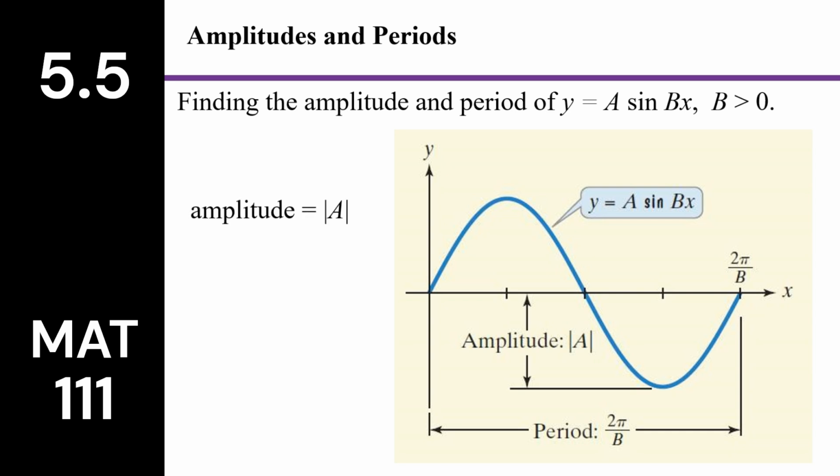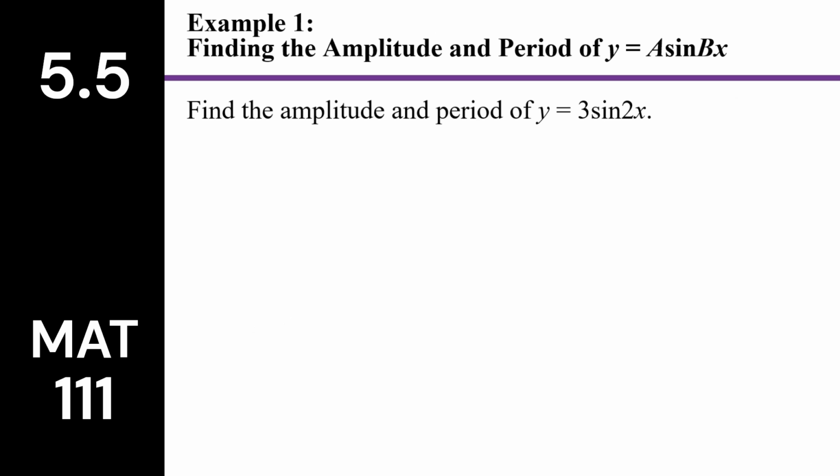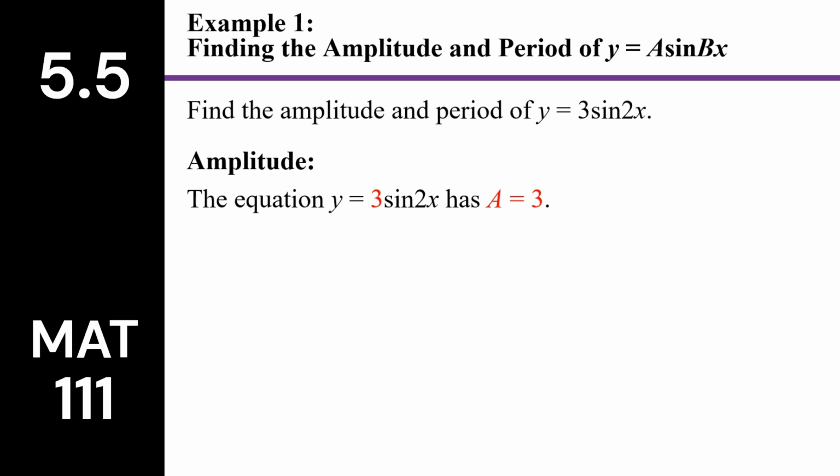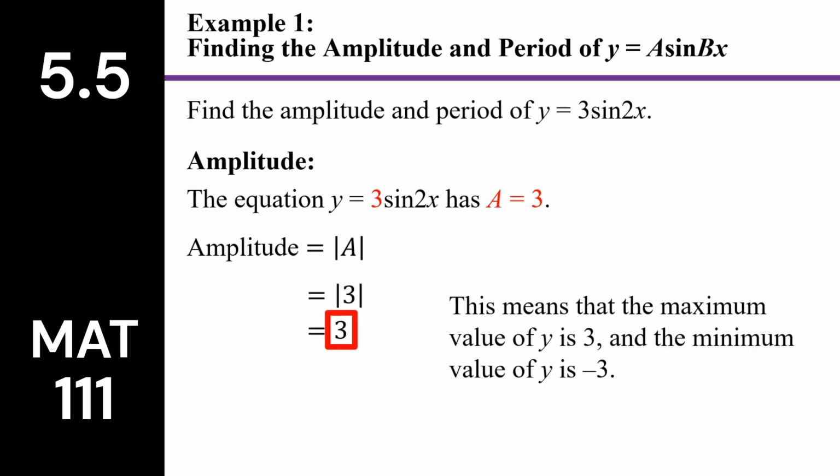A affects the amplitude. The formula for the amplitude is the absolute value of A. And B affects the period. The formula for the period is 2 pi over B. Let's look at the example y equals 3 sine of 2x. First we'll find the amplitude. Since the value of A is 3, our equation for finding the amplitude is the absolute value of A, so our amplitude is 3. This means that the maximum value of y is 3 and the minimum value is negative 3.